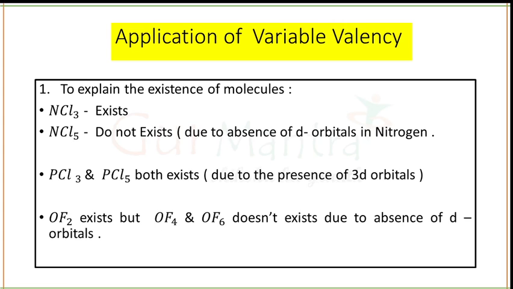Next, in case of PCl3 and PCl5, both molecules will exist due to the presence of 3d orbital. Next, OF2 will exist, but OF4 and OF6 will not exist due to the absence of d orbital. This slide is very important because many times questions have been asked in the exam about which molecule will exist or which molecule will not exist. These are the famous examples of the existence of molecules, an application of variable valency. So I would suggest please note down these examples and learn them quickly.